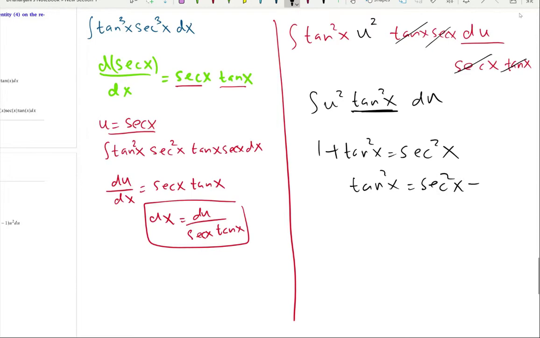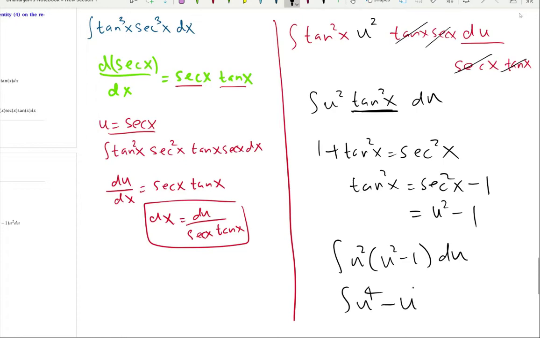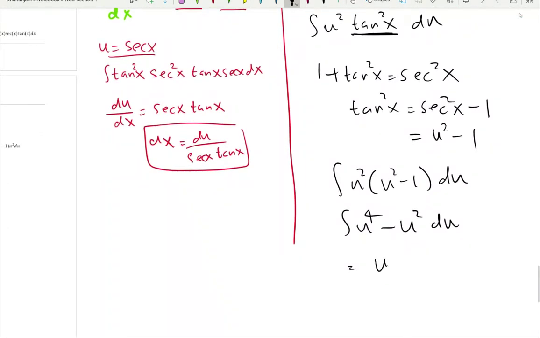Secant square x minus 1. So secant square x is u square, so u square minus 1 is tangent square. So we have u square times u square minus 1 du. If you distribute u square, you will have u to the 4 minus u square du. If you integrate this, what you get is u to the 5 over 5 minus u cubed over 3 plus c. So u is secant, and you can replace u by secant and write the final answer.